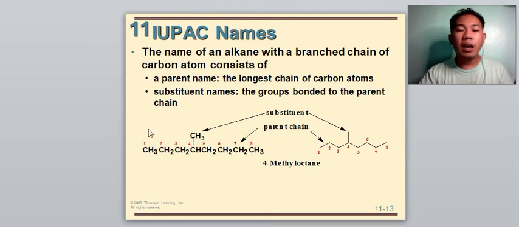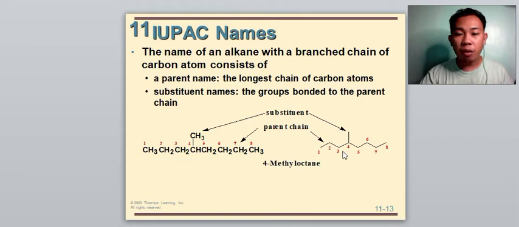So for 4-methyloctane here, we will first locate the parent chain, and the parent chain is the longest chain of carbon atoms. So of course this is the longest chain. While when we are talking about the substituent, this is the substituent. The substituent is the group bonded to the parent chain. So we will count the number of carbons present in the parent chain, in the longest chain of carbon atoms. Here, number 1, 2, 3, 4, 5, 6, 7, 8. So it is composed of 8 carbons in the parent chain.